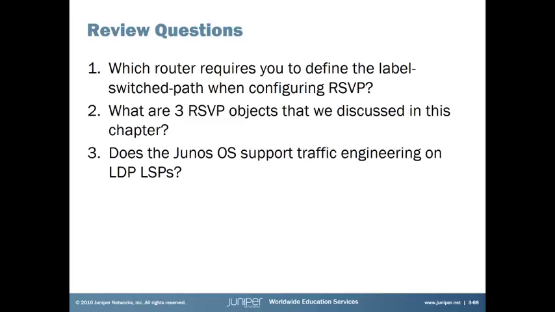Three RSVP objects that we discussed. Well, we talked about this thing called an explicit route object. We talked about a thing called a record route object. And we also had this thing called a TSpec, which really deals with bandwidth. So we can say we want a certain amount of bandwidth.